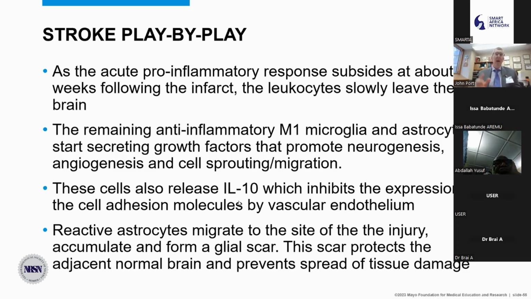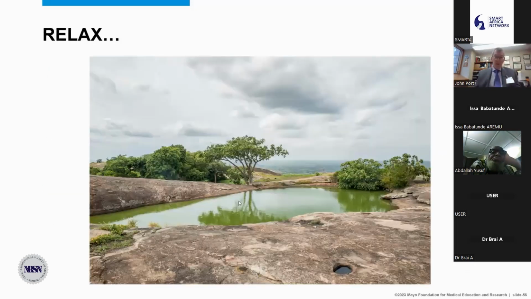So now the white cells in the blood will just go right past the infarct and never stop, right? So we've stopped attracting any kind of immune system response. And then over the next few months, reactive astrocytes will migrate to the site of the injury. They'll accumulate and form a glial scar. And this will protect the normal brain, and it will kind of wall off and reestablish that very special environment that the brain has. Whew, that is a lot of information.